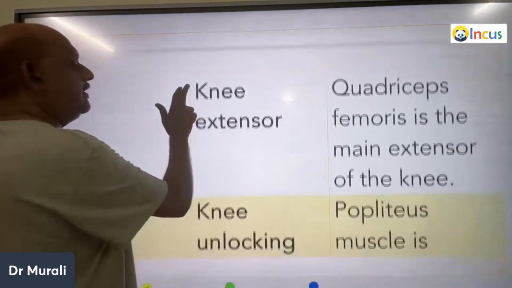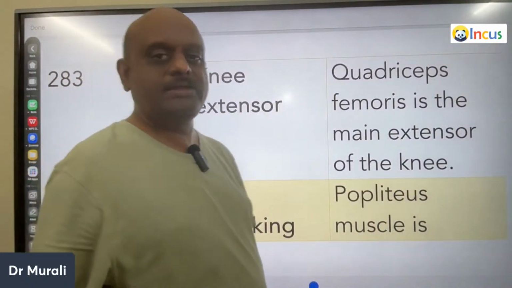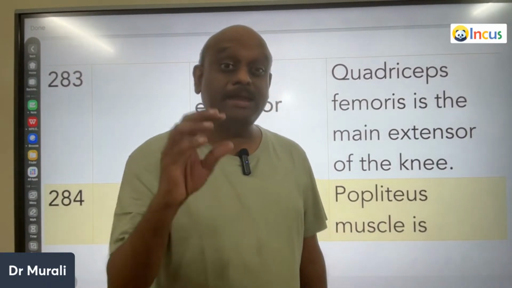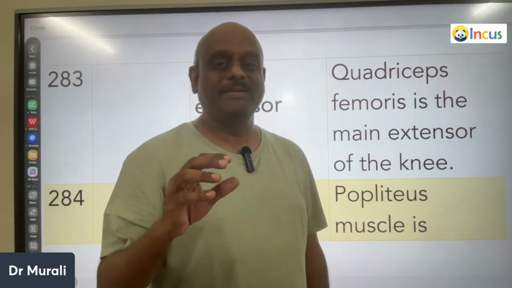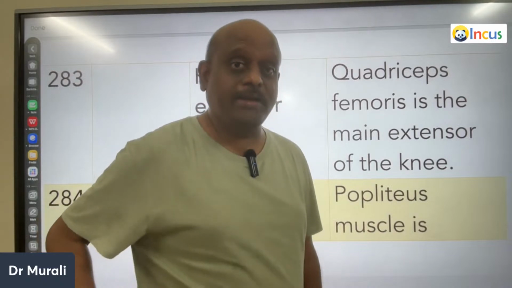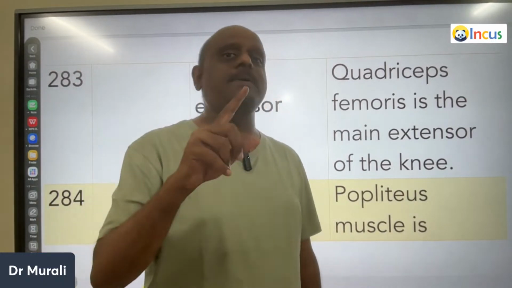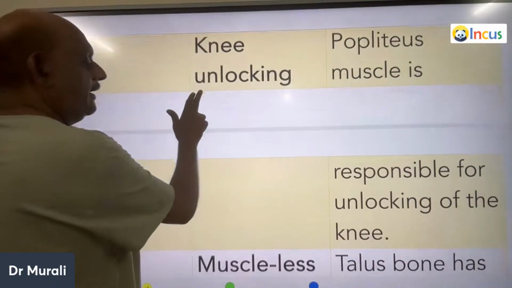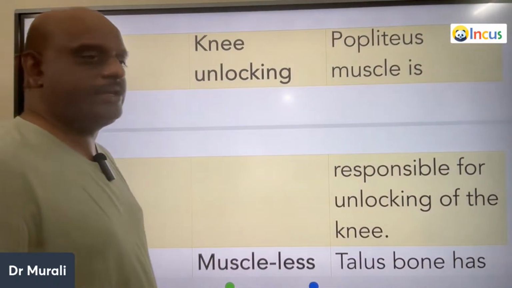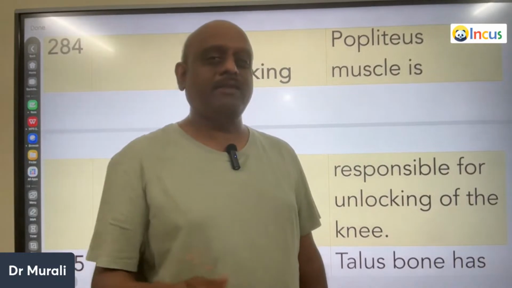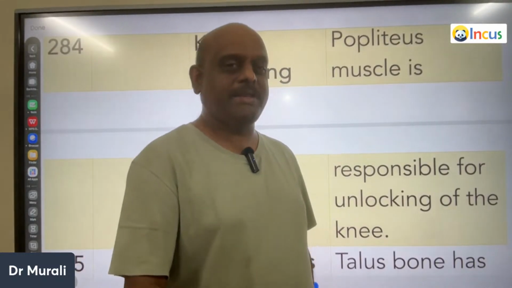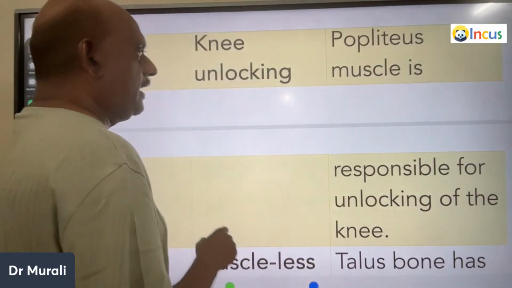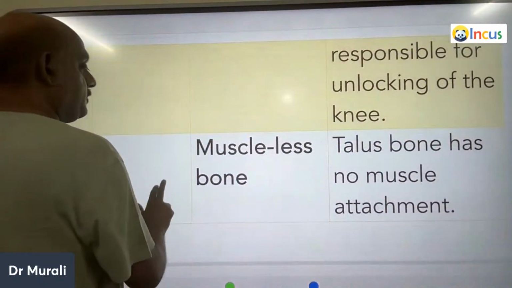Quadriceps femoris is the main extensor of the knee joint. Similarly, at the level of the hip joint, it is the gluteus maximus which is the main extensor, is what you should remember. And the unlocking of the knee joint, whenever you are flexing and extending the knee, is typically due to the popliteus muscle, is what you should remember.